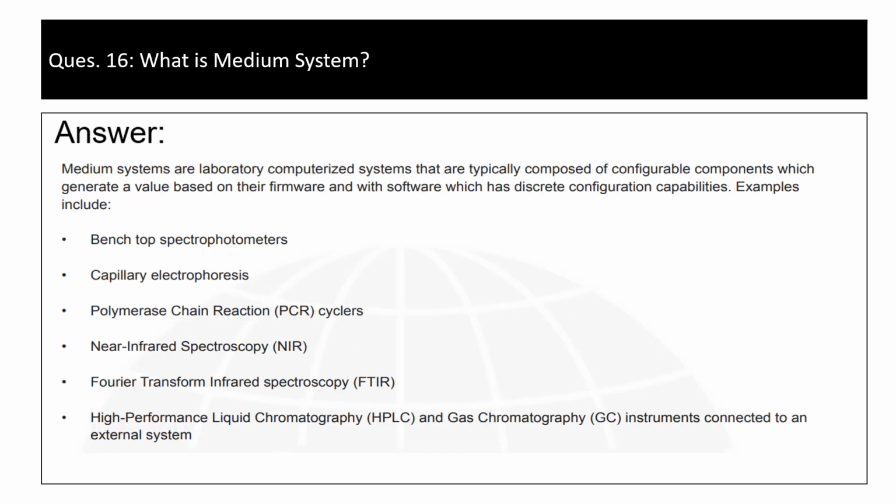Question number 16, what is medium system? The answer will be, medium systems are laboratory computerized systems that are typically composed of configurable components which generate a value based on their firmware and with software which has discrete configuration capabilities. For example, benchtop spectrophotometers, capillary electrophoresis, polymerase chain reaction, near infrared spectroscopy, Fourier transform infrared spectroscopy, high performance liquid chromatography, and gas chromatography instruments which are connected to an external system.